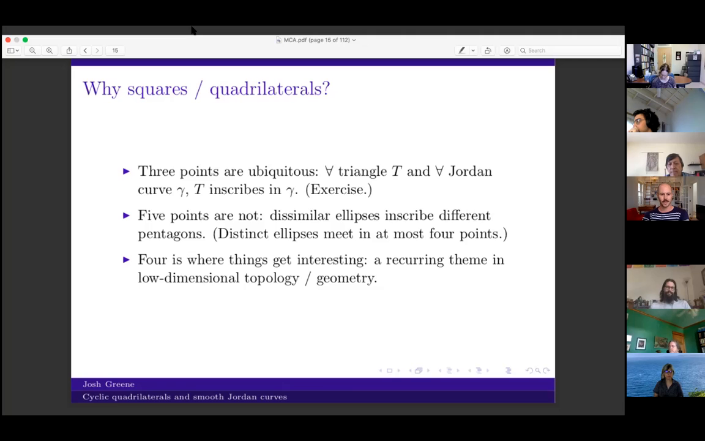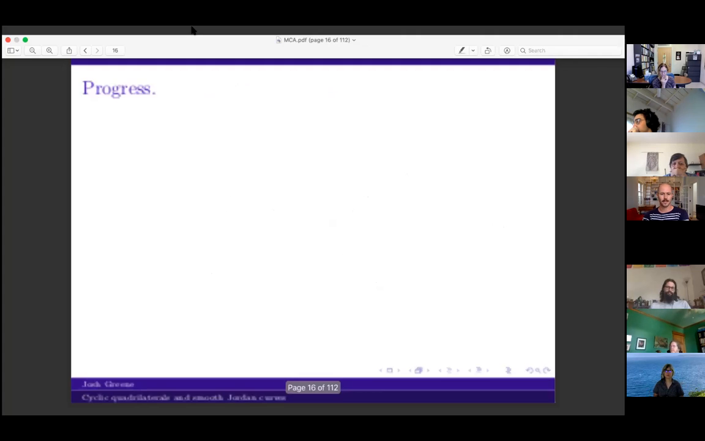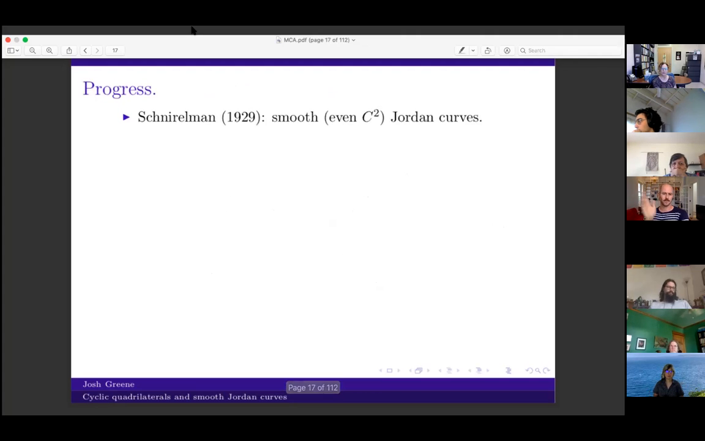So that frames the problem a little bit more, perhaps. And I'll talk a little bit about progress on it. So there was progress quickly made, and the one result from long ago I want to mention is that Schnirelmann settled the problem if we put enough regularity onto the curve. So for smooth curves or even C2 curves, he was able to show that you can always find an inscribed square.